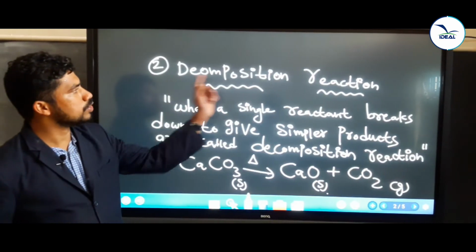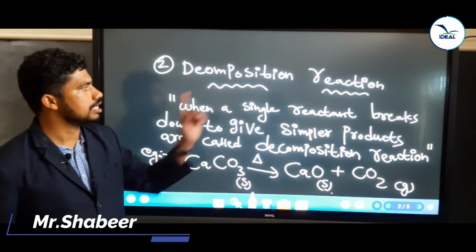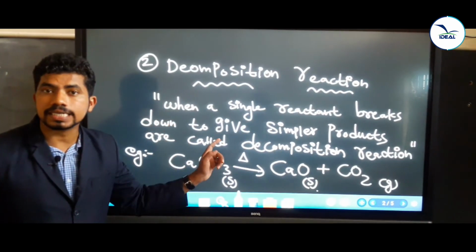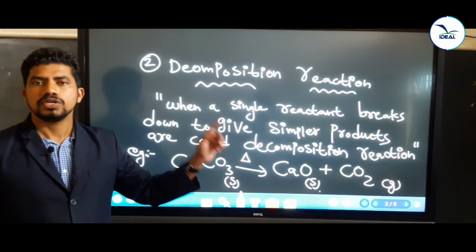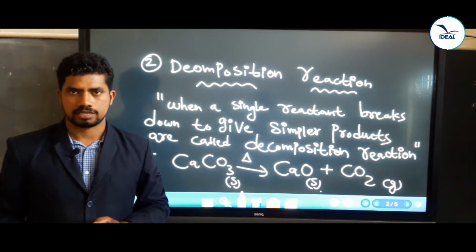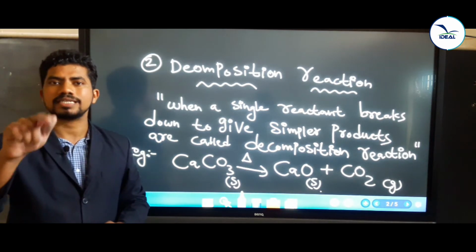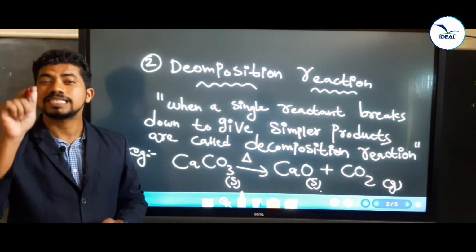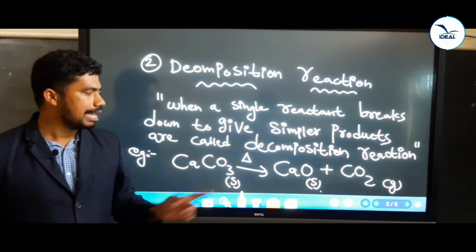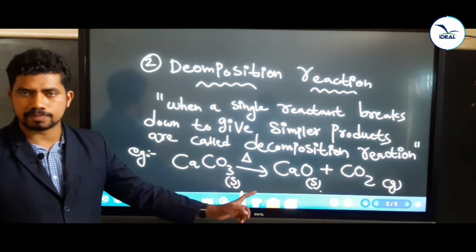Next, we are going to discuss the second type of chemical reaction, decomposition reaction. According to the decomposition reaction, when a single reactant breaks down to give simpler products, it is known as decomposition reaction. Again, I am repeating the definition. When a single reactant breaks down to give simpler products, it is known as decomposition reaction. I gave you one famous example, the decomposition of calcium carbonate.